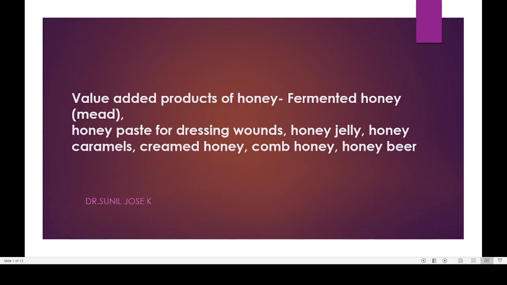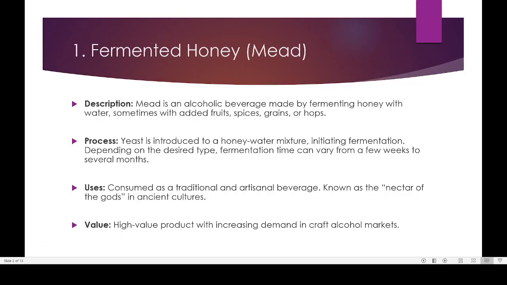Then what is honey jelly? Then honey caramel or creamed honey, comb honey, and honey beer. Some more products are also there, which we will be discussing in another class. So to begin with, we have to understand what a fermented honey is. This fermented honey is also known by another term called mead.